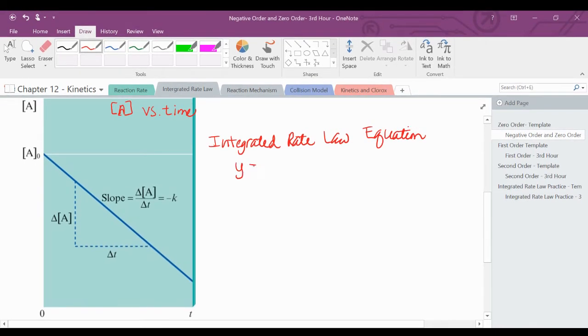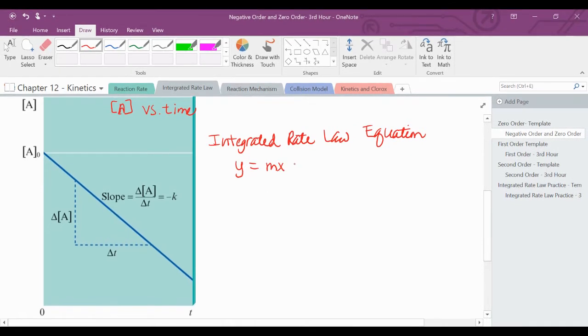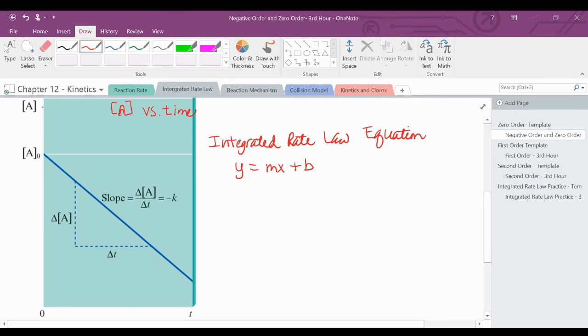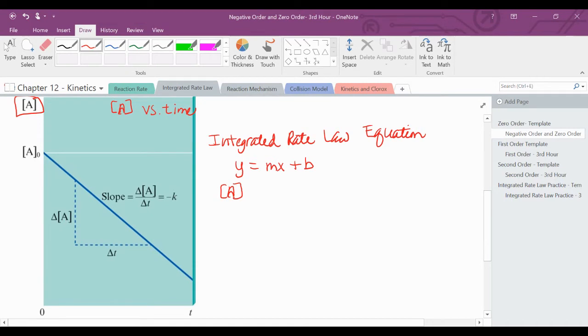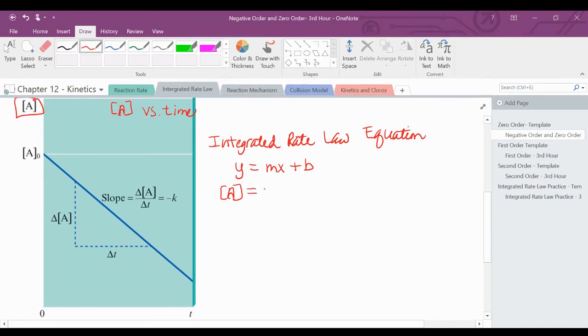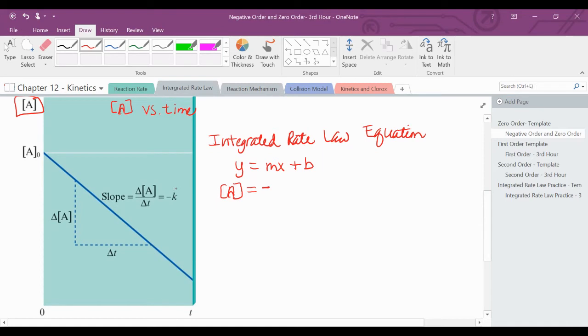So we know that this is y is equal to mx plus b. All right, so the y-axis is concentration, okay, and that would be at some period of time. M is the slope, and we can see that this has a negative slope, and the slope is equal to our rate constant k.